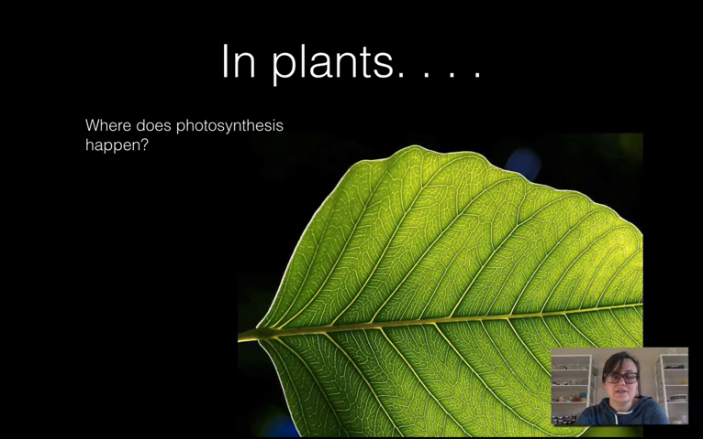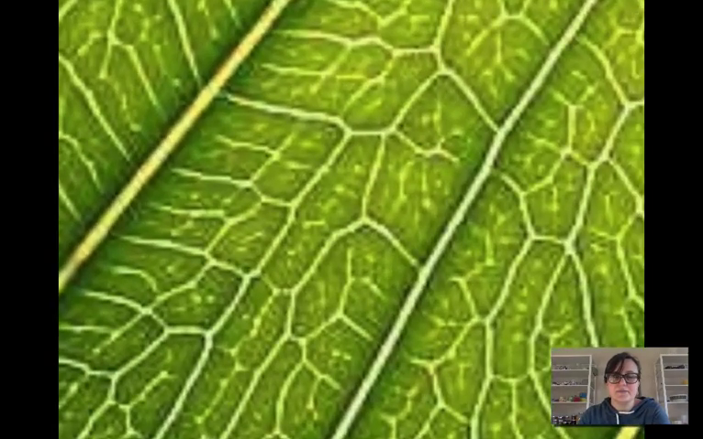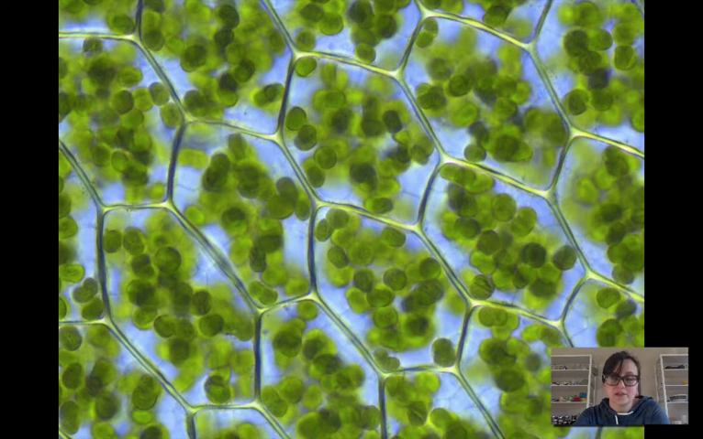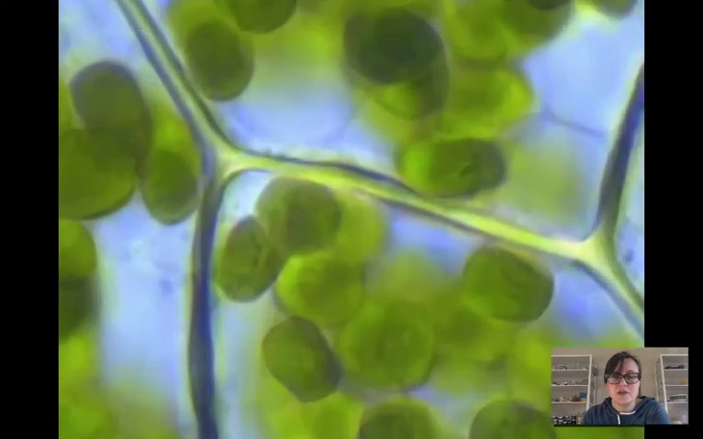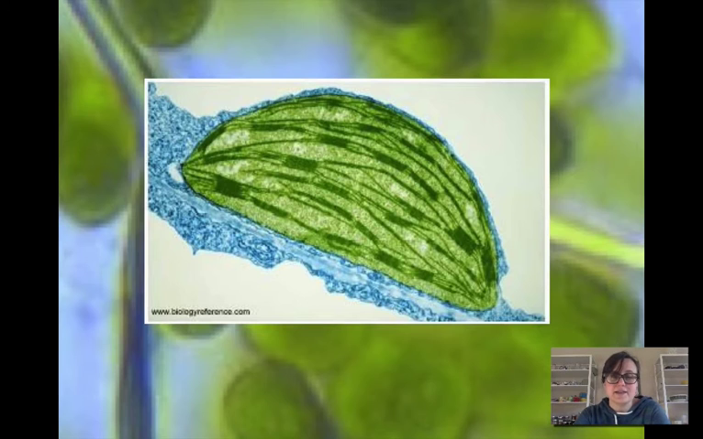So in plants, photosynthesis happens mostly in the leaves. But if we zoom in a bit, individual cells will actually be the ones doing this process of photosynthesis. And if we zoom in even further, it's the chloroplasts that are doing photosynthesis. We learned about chloroplasts when we learned about organelles inside cells, and chloroplasts are the organelles inside plant cells that do photosynthesis.